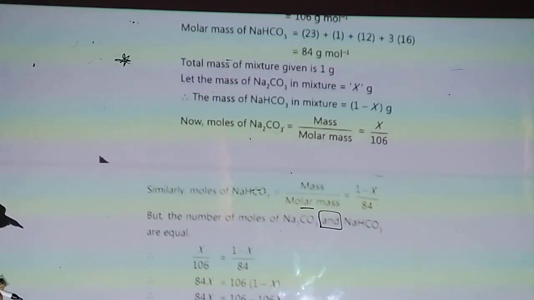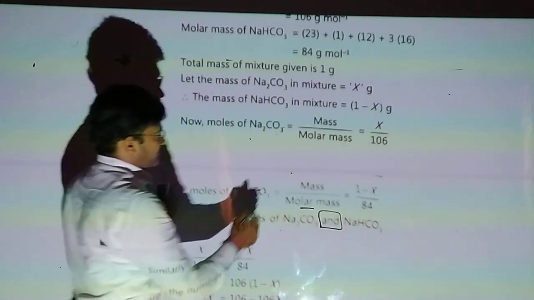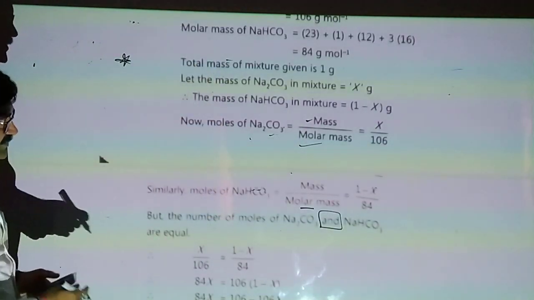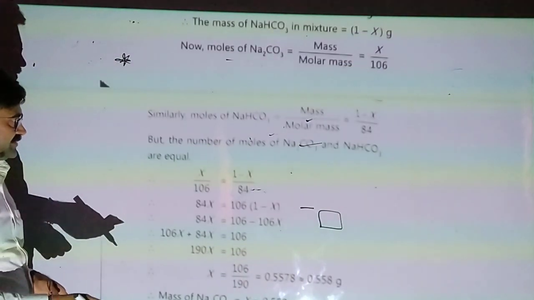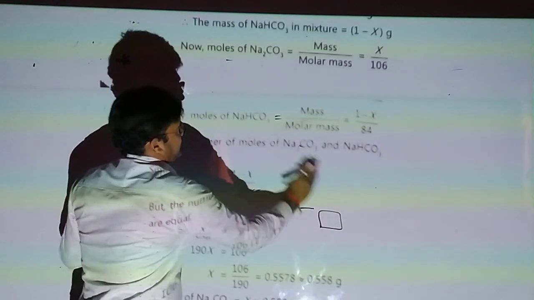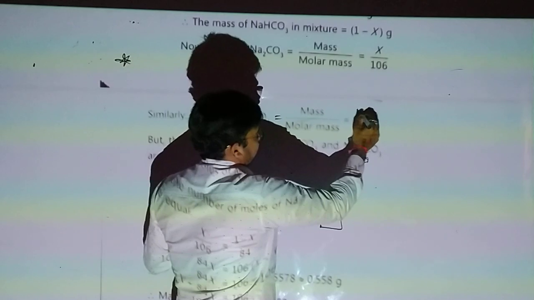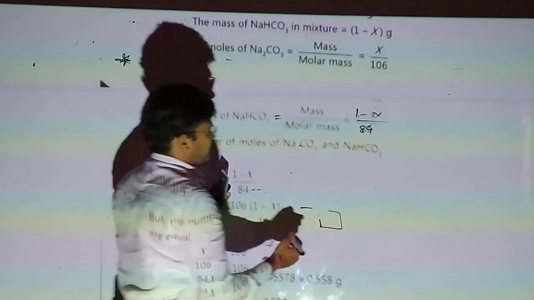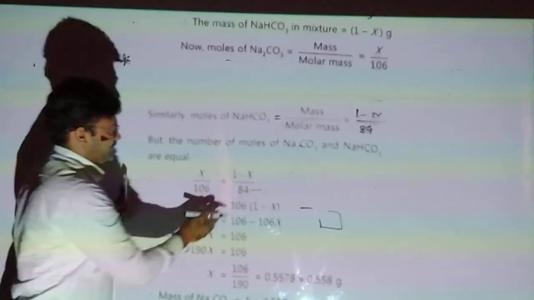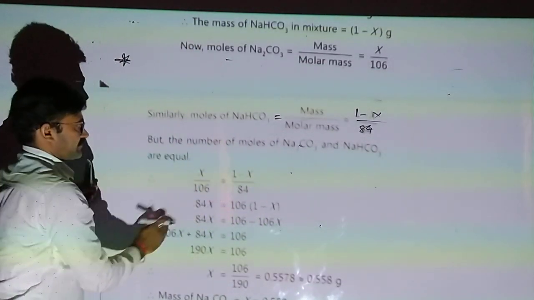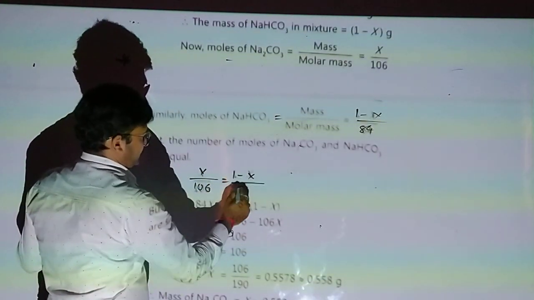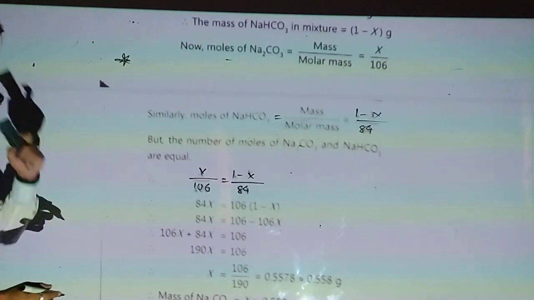So now moles of Na2CO3: mass of Na2CO3 upon molar mass, so x upon 106. Moles of sodium bicarbonate: mass upon molar mass, 1 minus x divided by 84. But the number of moles of Na2CO3 and NaHCO3 are equal. So x upon 106 is equal to 1 minus x upon 84.